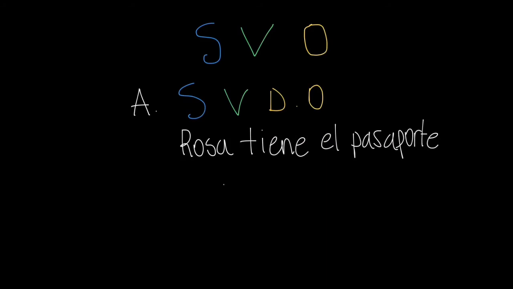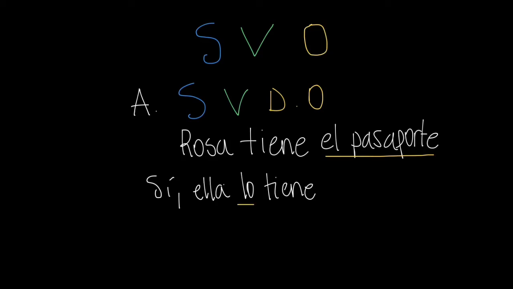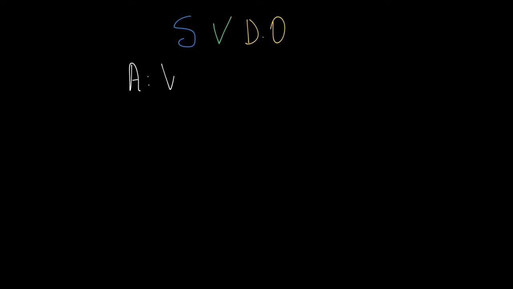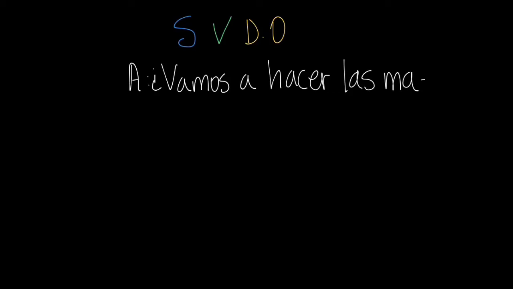Looking back at our structure of a sentence: subject, verb, object. Option A is a subject, the verb, and a direct object. Rosa tiene el pasaporte. And if I want to replace it, then it would be: sí, ella lo tiene. Notice that when the verb is conjugated, the direct object pronoun goes before the verb.